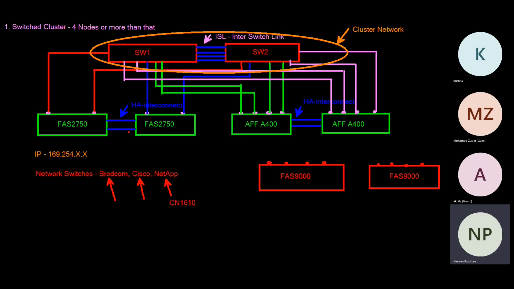So I want to create a 4 node cluster with 4 nodes. I purchased two 2750s and two AFF A400s. Normally you know that these AFF 2750s are an HA pair. The nodes within the HA pair don't require any additional connections because they'll be able to talk to each other with the help of HA interconnect.